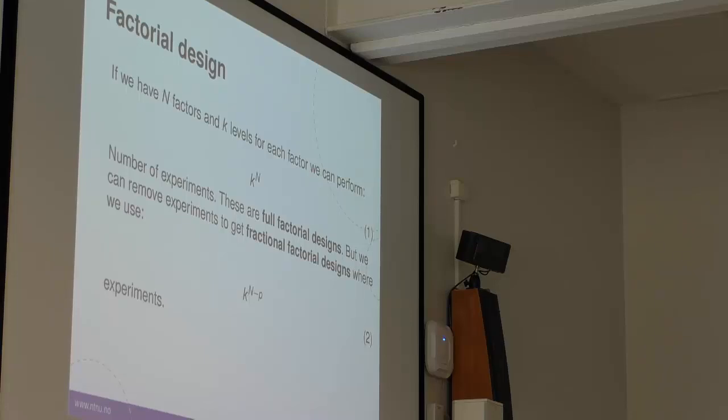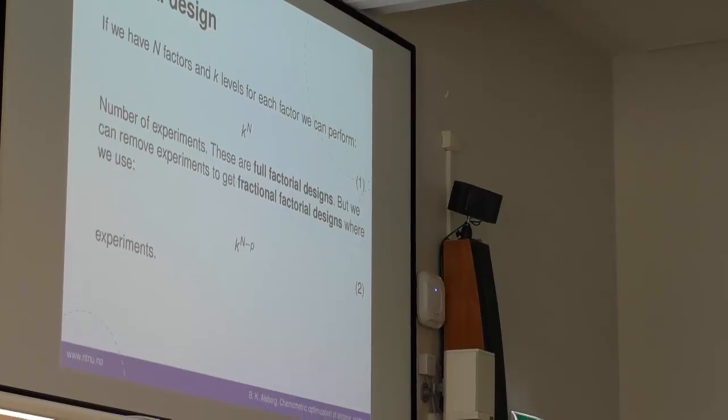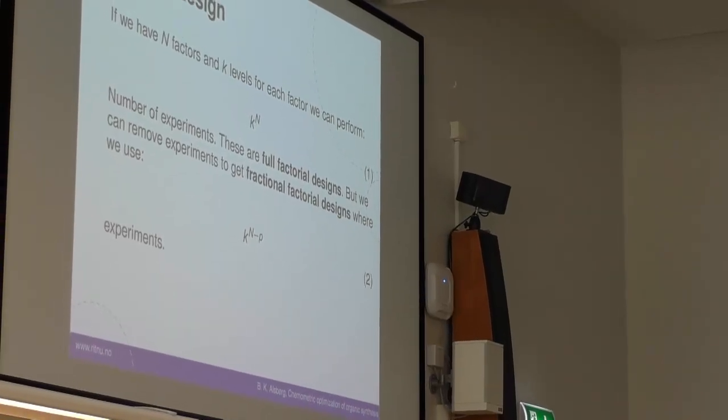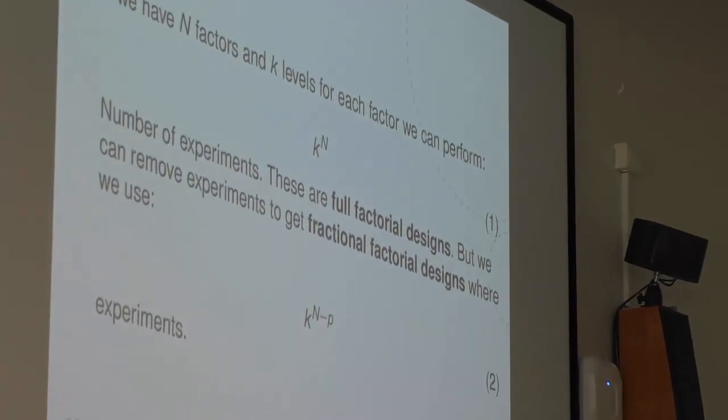So in order to handle this problem of too many possible experiments, we turn to something called fractional factorial designs. What they are, as the name indicates, is a fraction of the total number of experiments in the full factorial design. And we tend to write this as k to the n minus p, where p tells you how much you reduce it by.